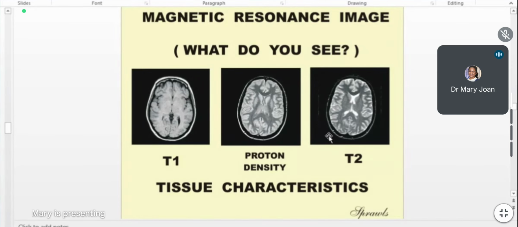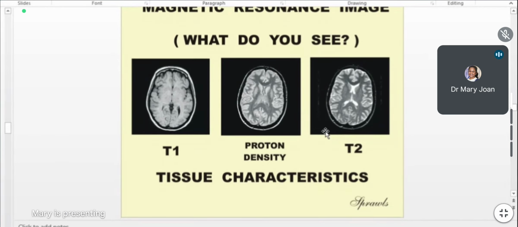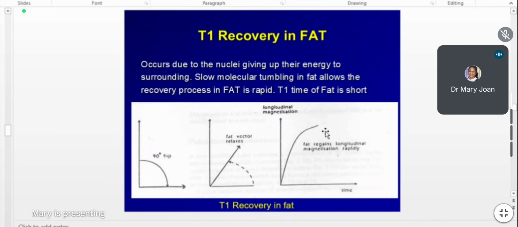So we can get a better contrast among tissues to have a clearer idea of the disease condition or the normal situation. T1 recovery in fat occurs due to the nuclei giving up their energy to the surroundings. Slow molecular tumbling in fat allows the recovery process in fat to be rapid. So T1 time of fat is short. With the energy being given up and the molecular tumbling, the recovery process is fast, so the time required for that is short.